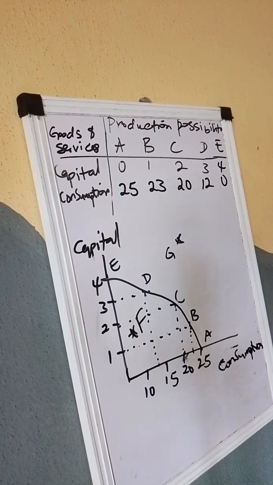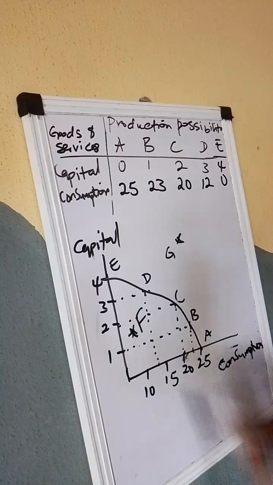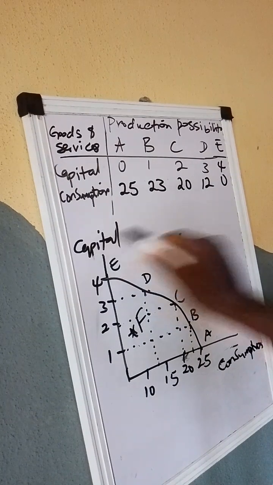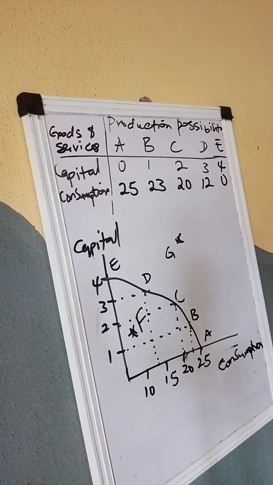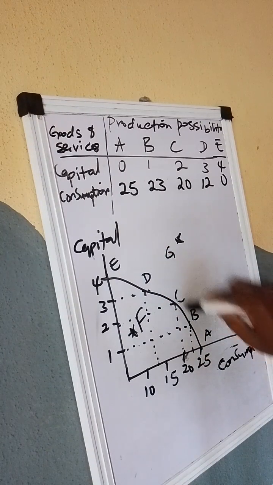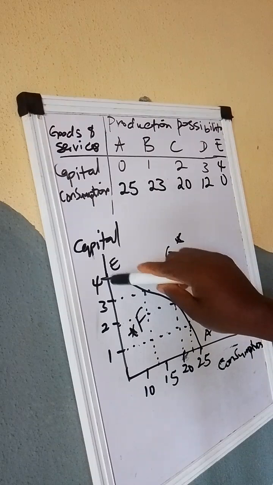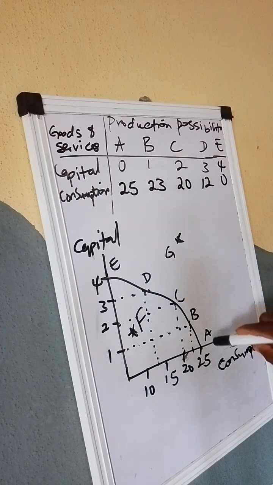Now let's continue once again. If you look at the graph where the country is producing both capital goods and consumption goods, what happened? This line, this production possibility curve, is what we call the potential output. You understand now? Not all countries can reach this potential output.